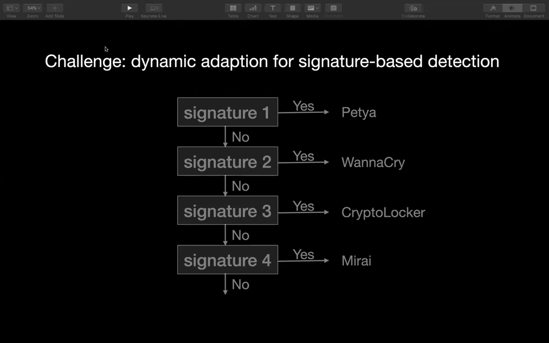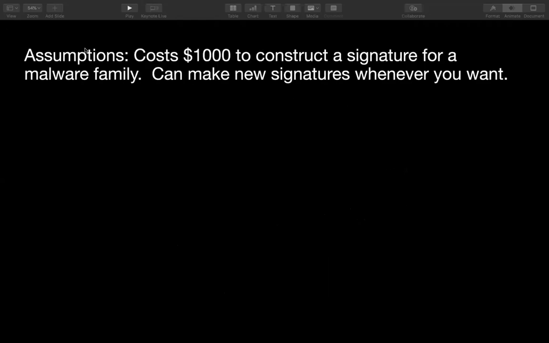How could we dynamically adapt signatures, and when should you change or update a signature? Let me try to give one candidate game theoretic perspective. I don't want you to take this too seriously, but just to give you an example of how we could study this.